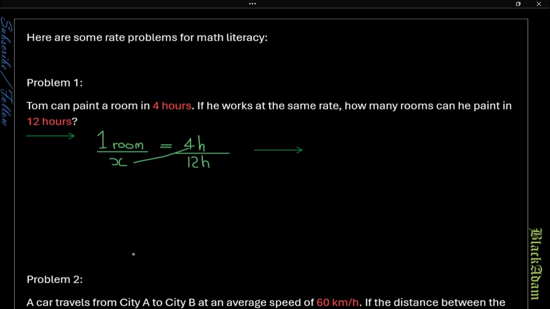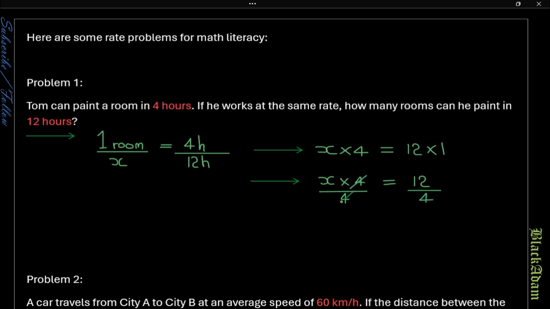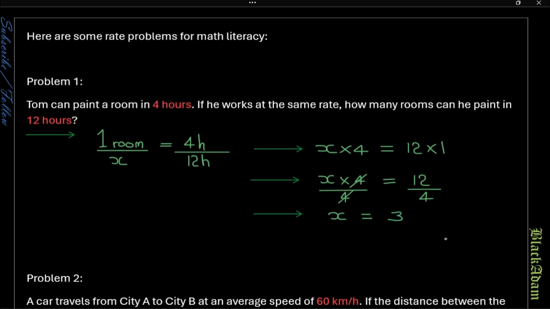So we cross multiply. X times 4 will be 4 times x, and then 1 times 12, you're going to have 12 times 1, which is 1 times 12. And the next step is we divide both sides by 4. So divide both sides by 4. 4 into 4 cancels out, and then we have x is equals 3. So that's gonna be 3 rooms. That's our final answer.